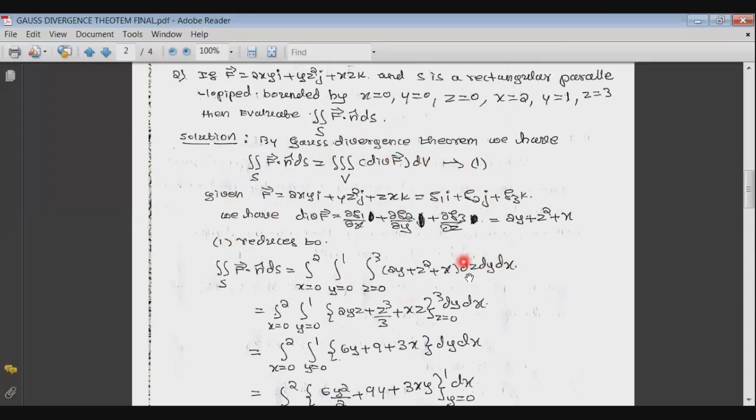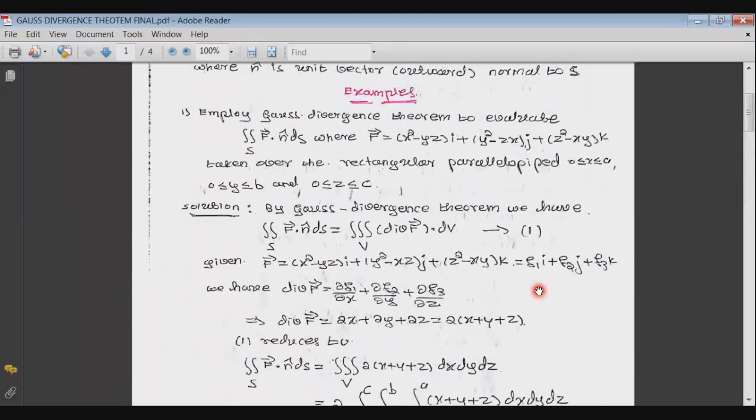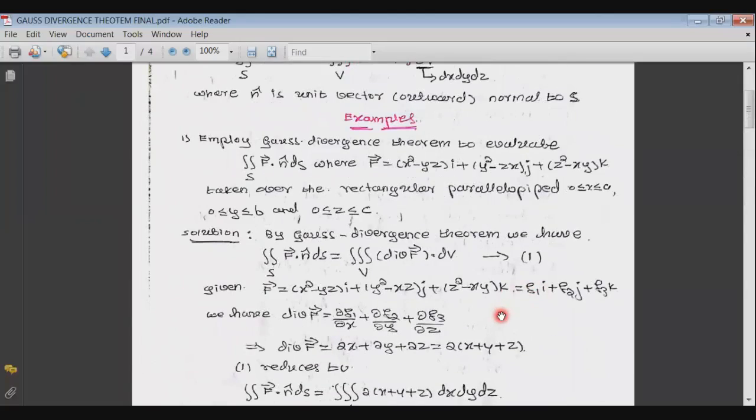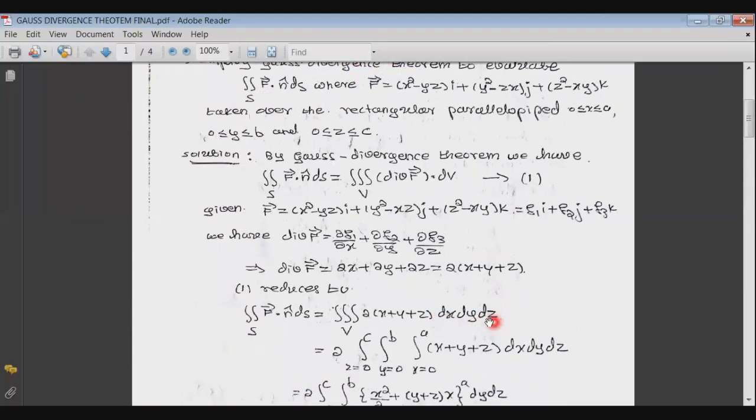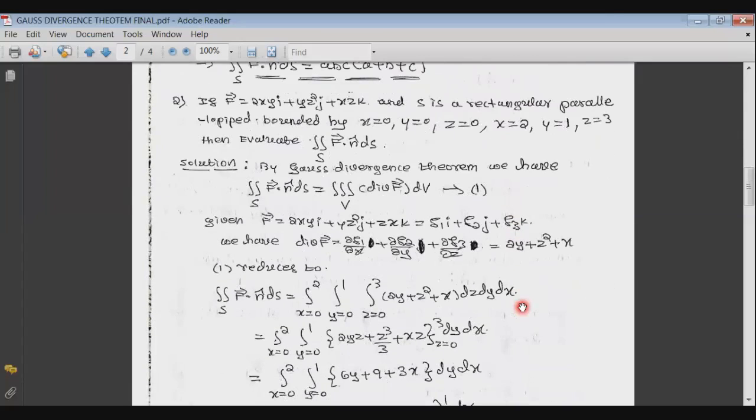And as we know, dV can be given as dx dy dz, or any combination, but whichever combination we take, accordingly we have to set the limits. In earlier cases, we have taken the order of integration as dx, dy, dz. That's why first you set the limits for x, then y, then z. And in this case, you can take the order according to your convenience.